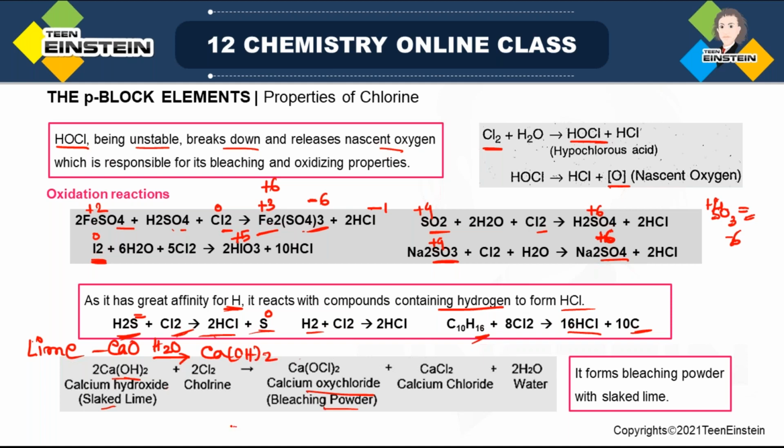So water plus lime, what are you getting? You are getting slaked lime. And this slaked lime, when reacting with chlorine, there is formation of calcium oxychloride, which is bleaching powder. There is also generation of calcium chloride and water. So remember, the reaction of chlorine with slaked lime produces bleaching powder. Fine.